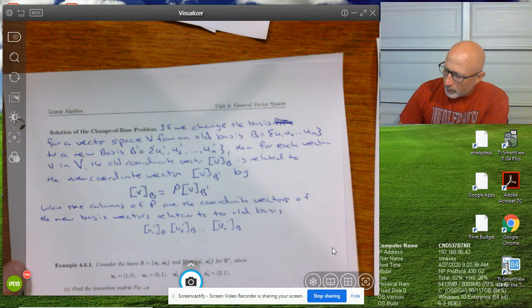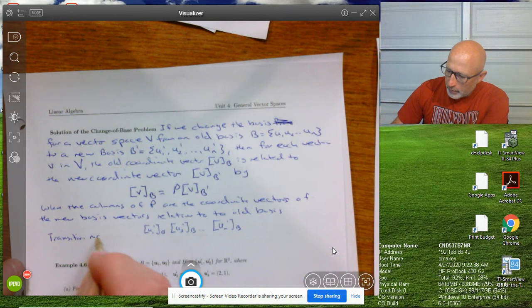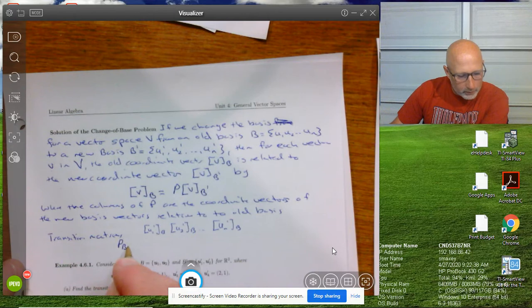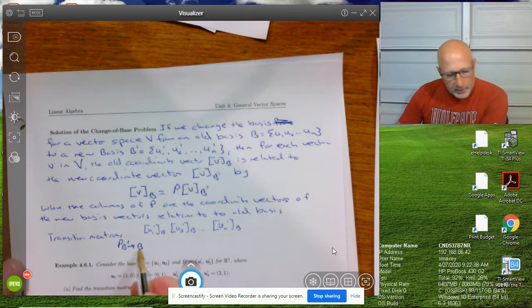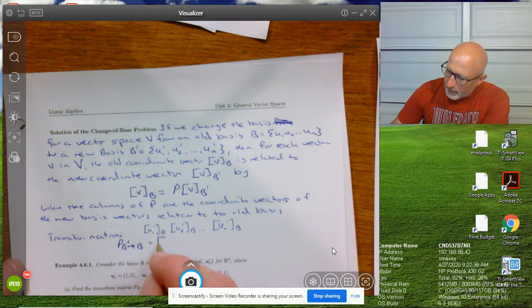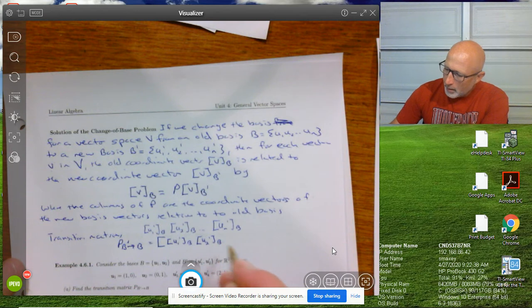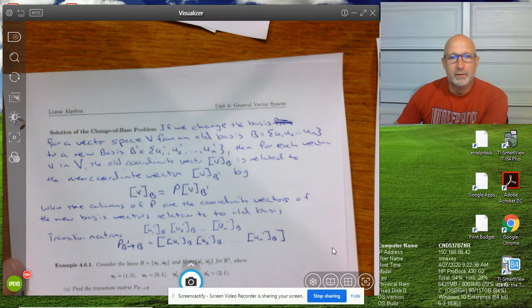Okay, so what we're going to do is we're going to call this the transition matrix. And I'll write this as P, which is going to take B prime onto B. So I'm starting off at the basis B prime, and I'm mapping that over to what the basis B is. And that is going to be given by these column vectors, U1 prime under the basis B, comma U2 prime under the basis B, all the way up to UN prime under the basis B.